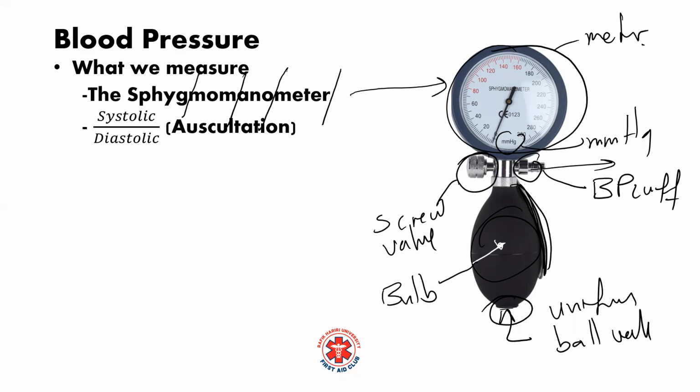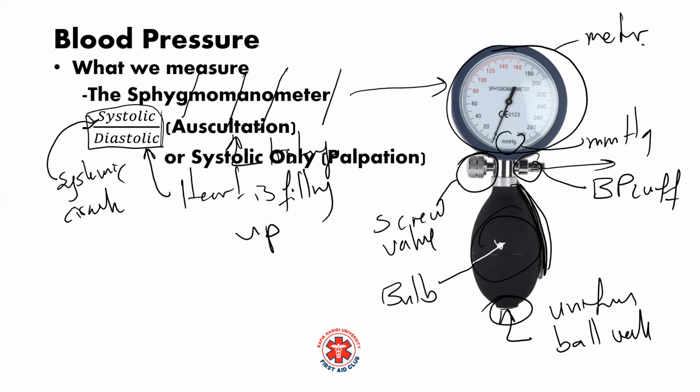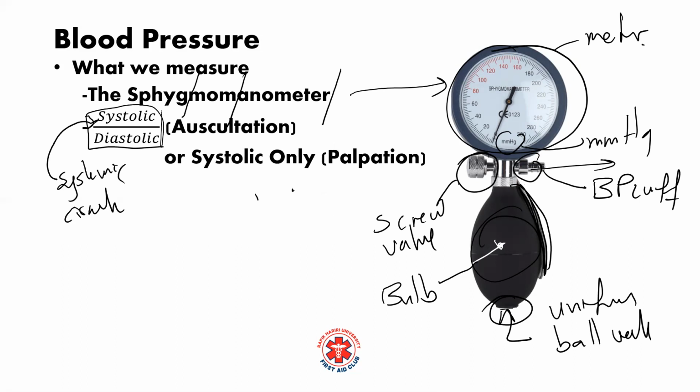What do we get from the blood pressure? The systolic, systemic circulation, and diastolic, heart is filling up. And the only way we can get this fraction is auscultation, which is listening. We're going to take a look at that in a minute. Or we can only find the systolic using palpation. We will take a look at that next.